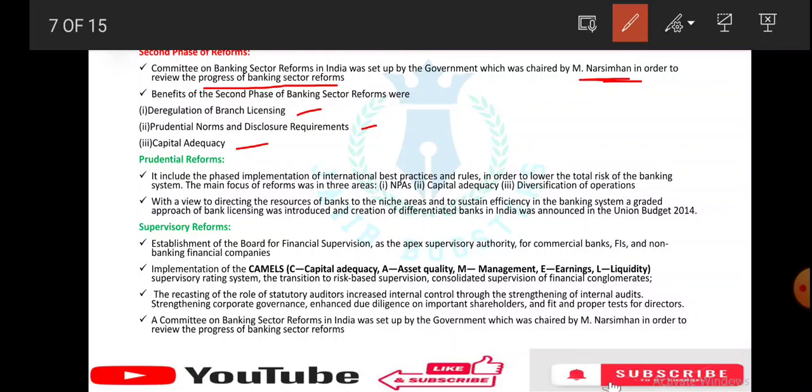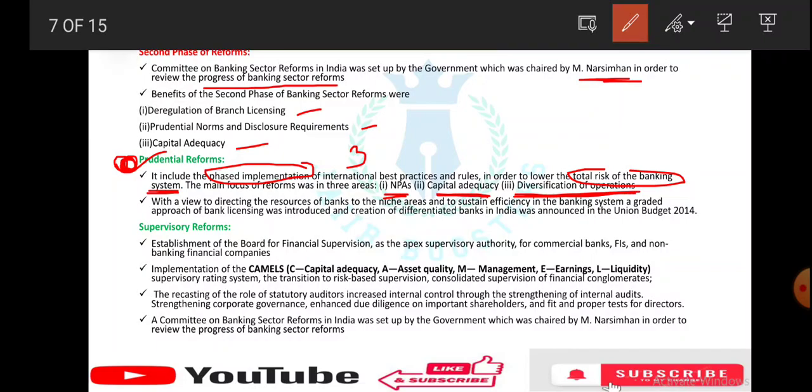In this, we are going to discuss prudential reforms, which include phased implementation of international best practices and rules, which will lower the total risk of the banking system. Prudential reforms have main focus on 3 areas: NPA, capital adequacy, and diversification of operations.